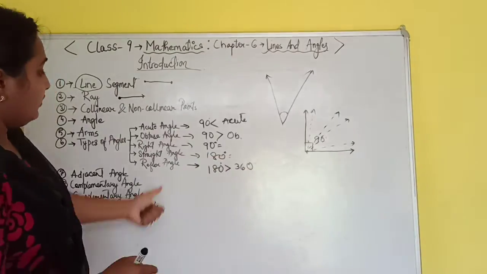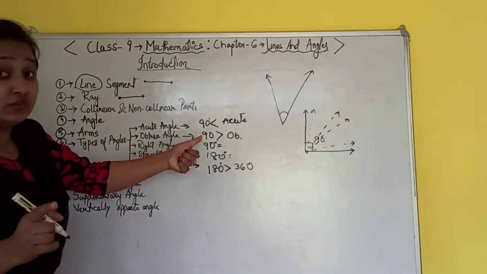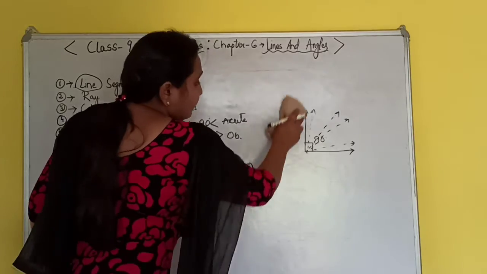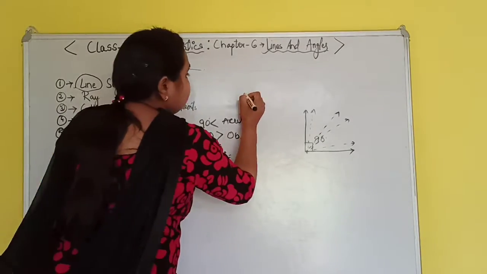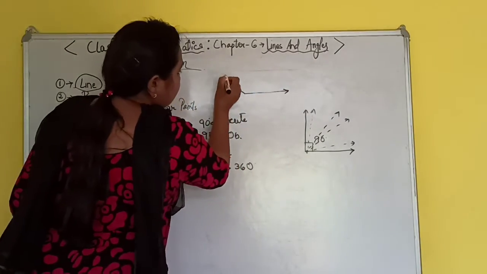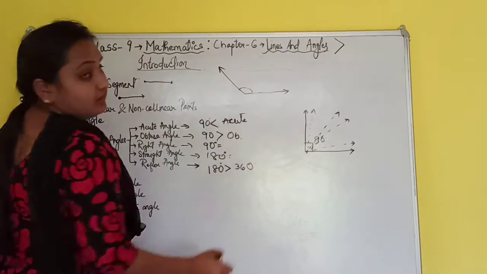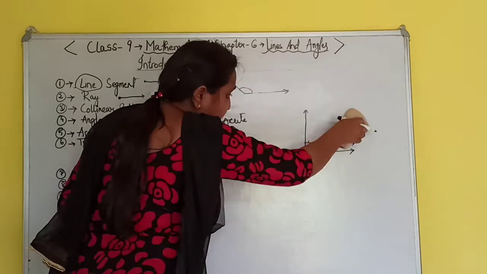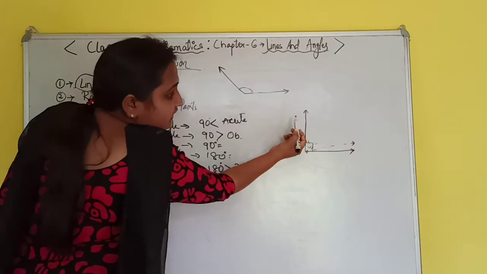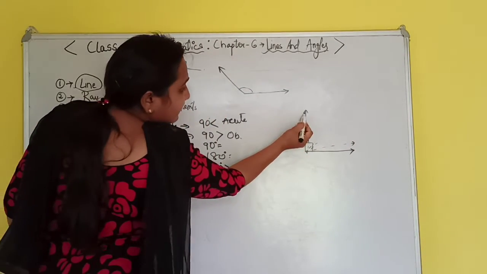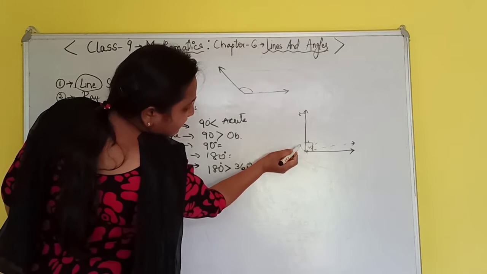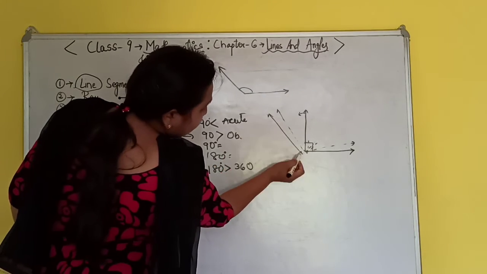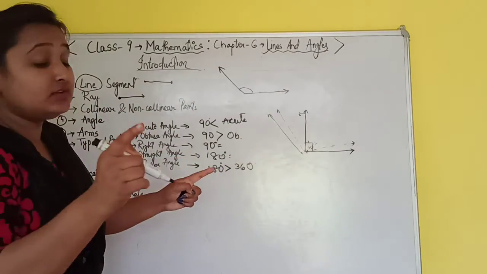Now obtuse angle. What is the term? Obtuse angle. It is more than 90 degree. More than 90 degree means the figure will be somewhat in this way. See, suppose this is our 90 degree. So we will draw here only. More than 90 degree means the line should come out of this line, then it will be in this way, this one or this one. It should be more than 90 degree but less than 180 degree.